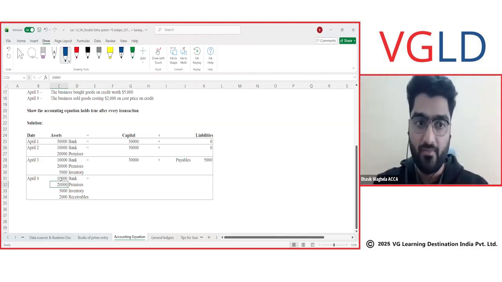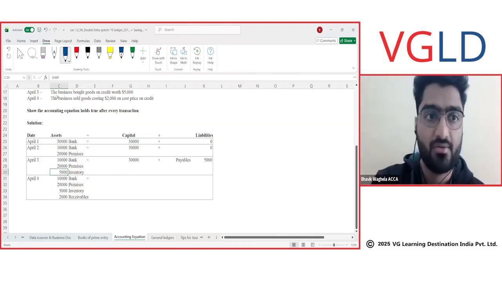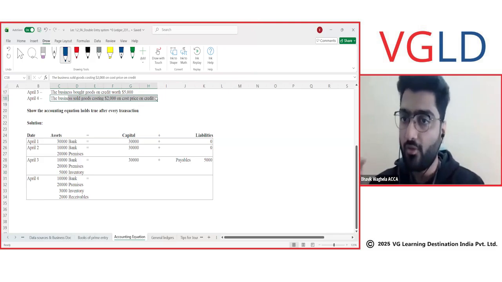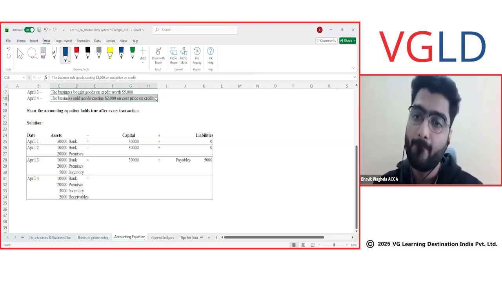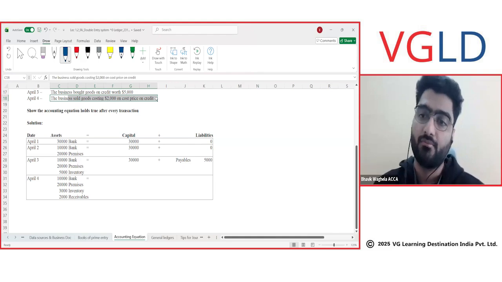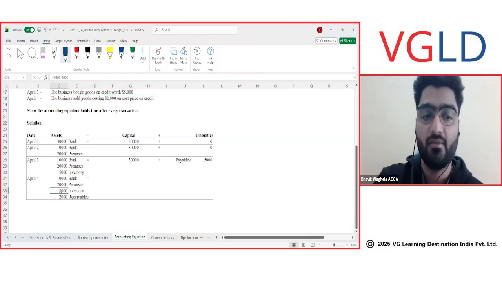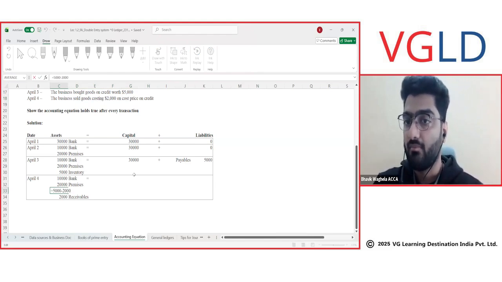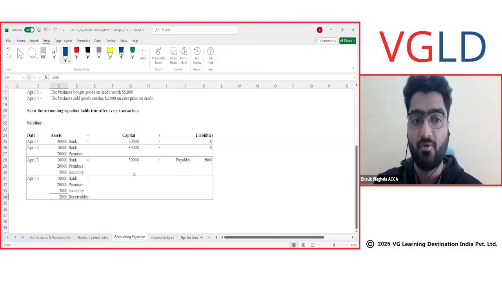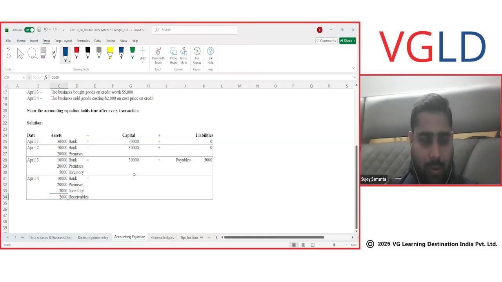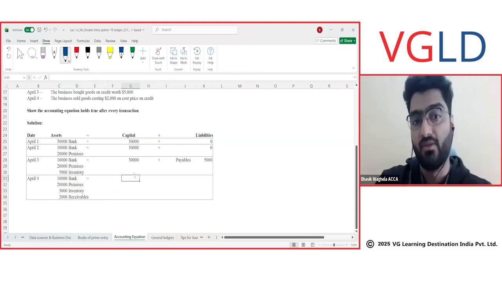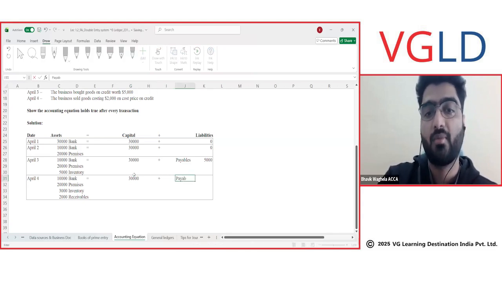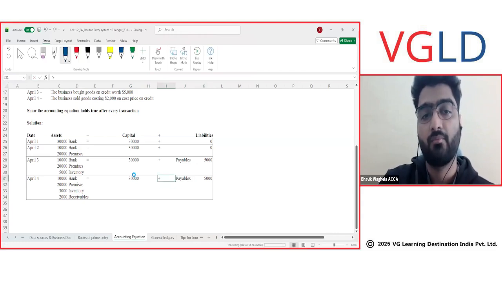You had inventory worth 5,000, of which you sold goods costing 2,000 on cost price. So cost was 2,000, you sold it for 2,000, and you sold it on credit. So I will subtract 2,000 from inventory, but I have not yet received the amount. I will have to record a receivable of 2,000. Got it? Yes. This transaction has no impact on my capital amount. Also, my payables amount remains the same, 5,000.